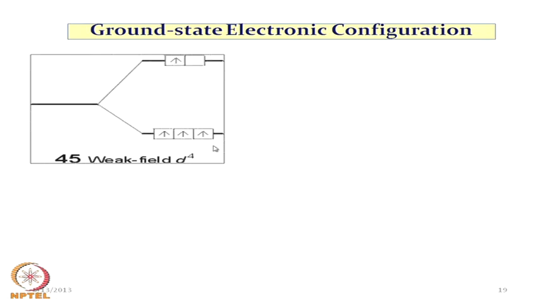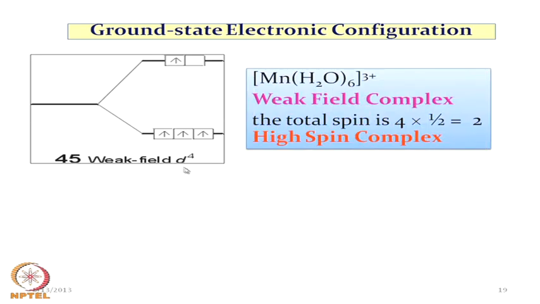So this is the simplest form of writing it diagrammatically. How do we draw the corresponding diagram for the d4 situation? An example is well known for the manganese system, where we have hexaaqua manganese 3 plus. Though manganese is in the trivalent state, we get a weak field situation in a water environment. So in water, manganese in the trivalent state still gives a high spin complex, that means we have 4 unpaired electrons.